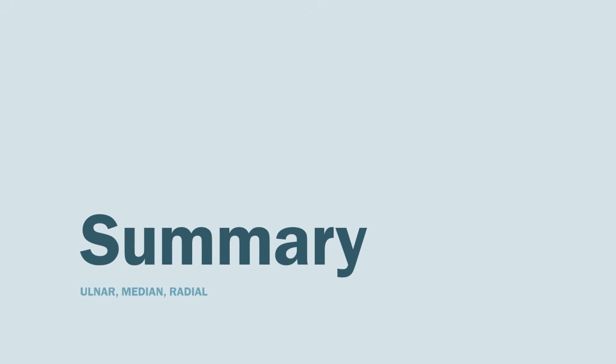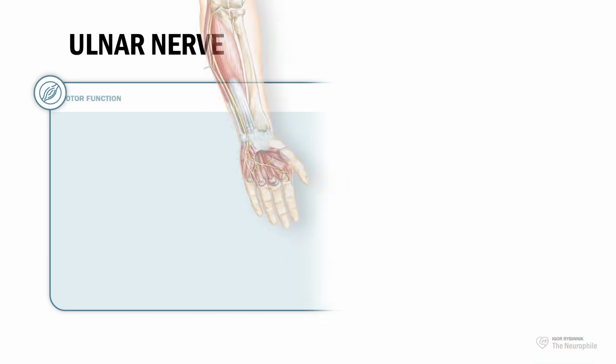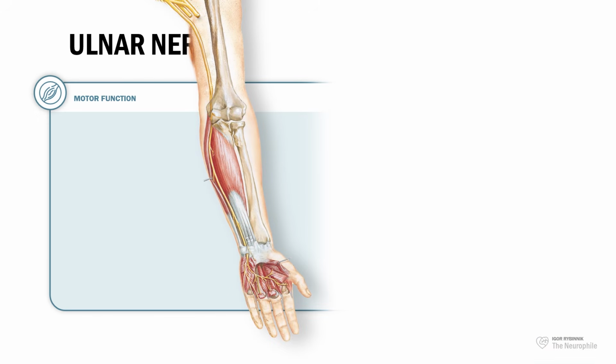Okay, that was a lot of information, but you made it. Let's review. Give me the motor functions of the ulnar nerve. It's a wrist flexor, specifically on the ulnar side through flexor carpi ulnaris. It also flexes the last two fingers using the medial flexor digitorum profundus and the lumbricals.